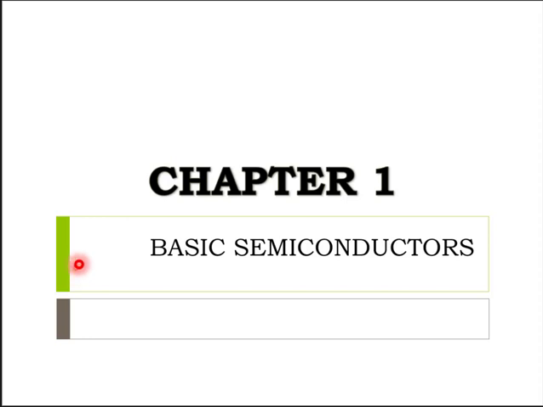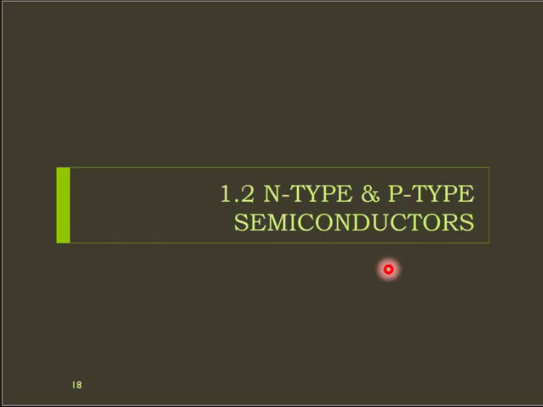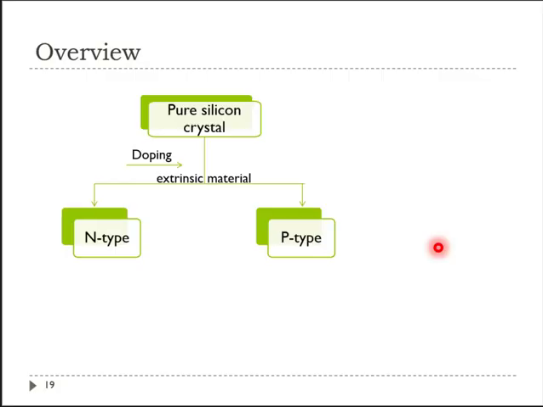We discuss with you about Chapter 1 Basic Semiconductors. And in this video, we're going to discuss N-type and P-type semiconductors. For an overview of the subtopic, N-type and P-type semiconductors are generated from the pure silicon crystal. As we discussed before in the previous slide, pure silicon crystal only has 4 outermost valence electrons.